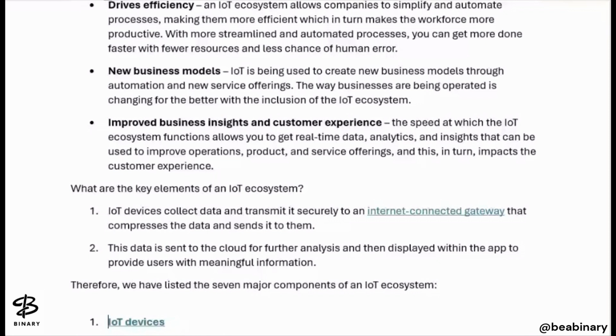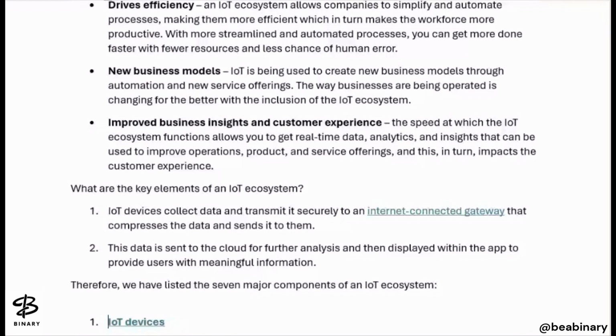Another element, this data is sent to the cloud for sharing, for further analysis, right? To perform the various analytics, data analytics, big data analytics, real-time analytics, then display within the app to provide users with meaningful information. So IoT का main component क्या हो गया? Connectivity and the data. The data will be sent, the data will be received, the analytics will be performed in between, and all this will be done with the help of interconnectivity of the devices.